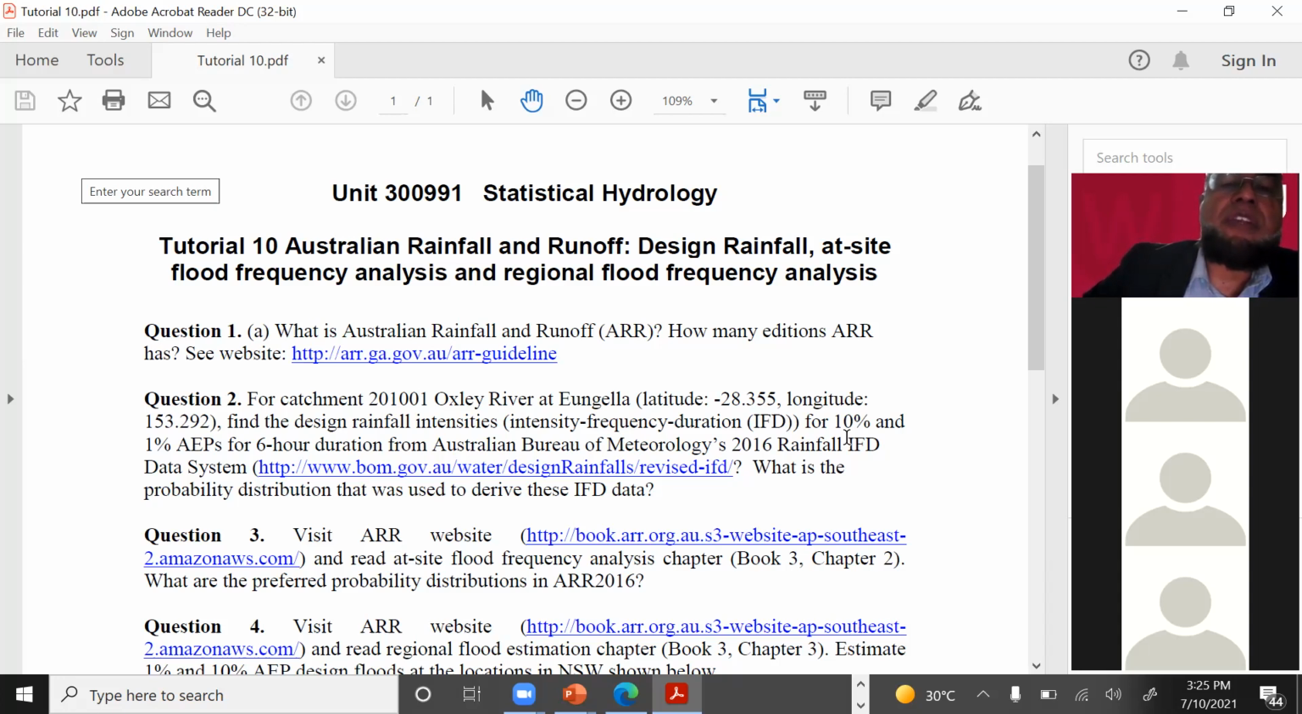So the error in rainfall estimation is smaller than the error in flood estimation, because the flood estimation error includes the rainfall estimation error as well, plus other errors as well. So that's why flood estimation has higher error than the rainfall error.